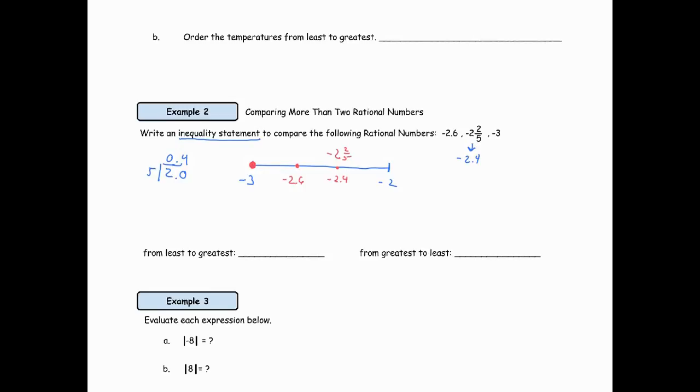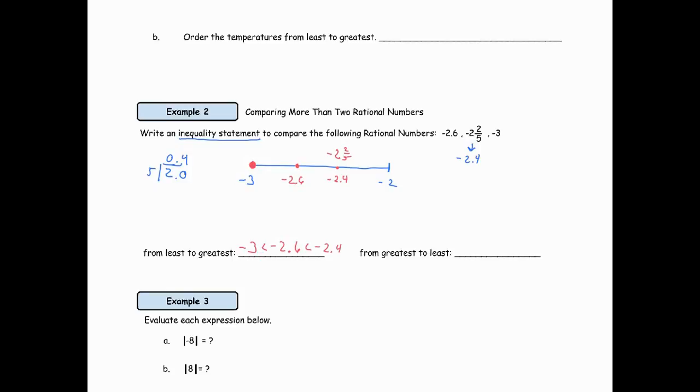So when we compare using an inequality statement from least to greatest, the number furthest left is the smallest number, negative 3. Now we just go left to right. Negative 3 is less than negative 2.6, which is less than negative 2.4. Recognize that these inequality symbols are consistent all the way through. They're both less than and less than.